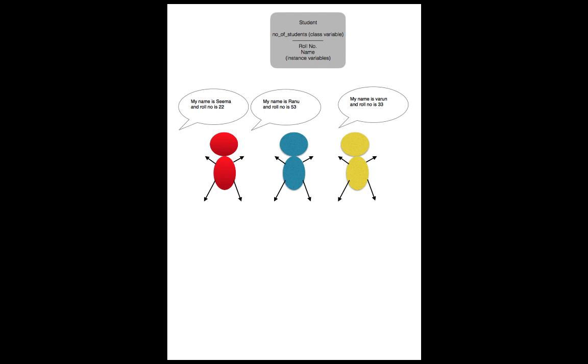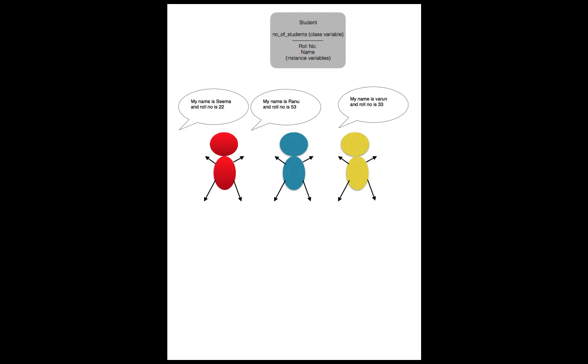So we can instantiate any number of objects of this class which will have different values for roll number and name. But what is assured is that each of these objects certainly has a roll number and each of these objects certainly has a name.